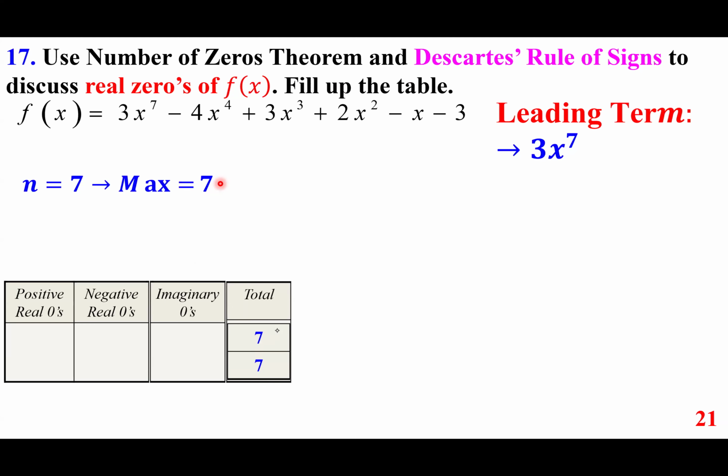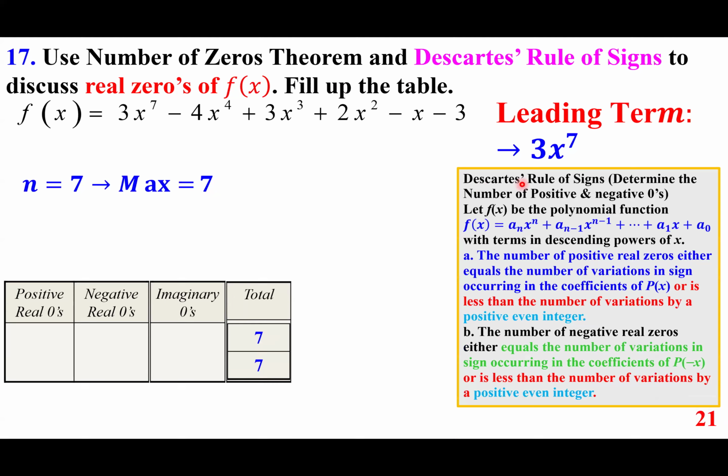Also, let's look at some theorems. Descartes' rule of signs determines the number of positive and negative zeros. Let f of x be the polynomial function. f of x is a sub n x to the power of n all the way to a sub 0, with terms in descending powers of x, as we have it here.